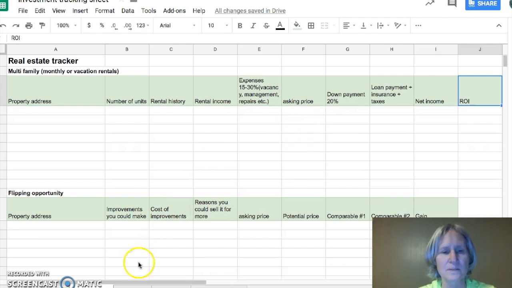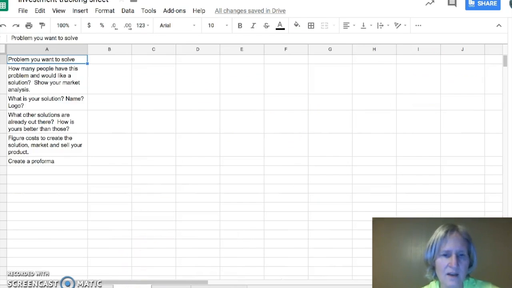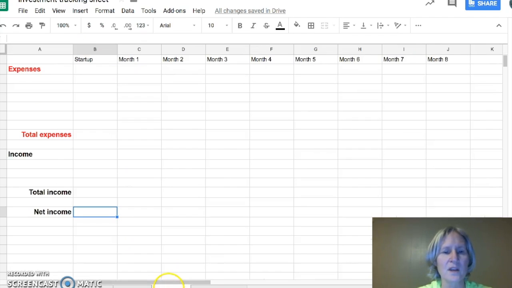cover their expenses. Another one that they could do was to create a business, and so they came up with the different problems they would solve and how they would solve it and their logo, and they had to create a pro forma. And their pro forma was basically their startup costs and their income, where would they get their income, and then figure out month one, two months, and then as they go, how would they grow.